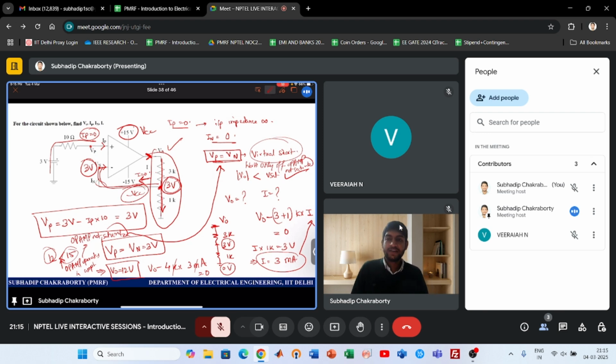Otherwise, in some cases, if V0 is coming equal to 20 volts, this is not possible. Then you have to assume V0 is 15 volts only. And using this information, you need to calculate VP and VN separately. Because in that case, VP and VN are for sure different. That's why the differential voltage was driving the op-amp to saturation. That is the only concept. So in this case, V0 is not 15, V0 is 12 volts. Okay.